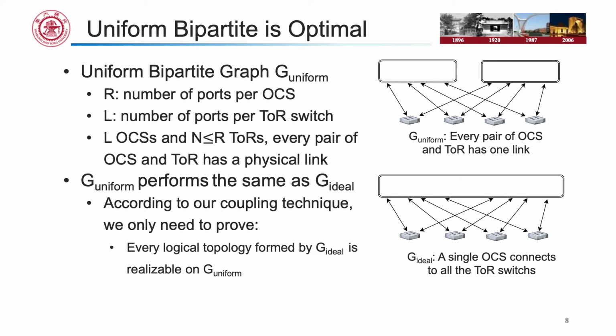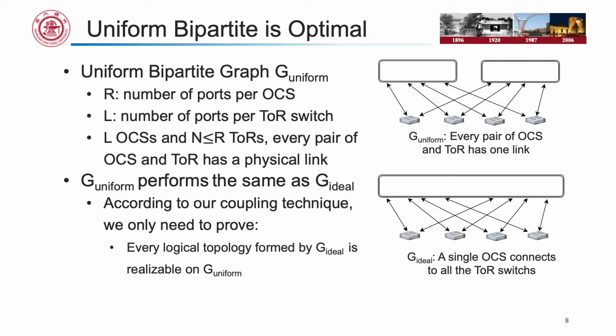The upper right figure is a uniform bipartite graph. Each TOR switch has L ports, and there are L OCSs in total. There is exactly one bidirectional link between every OCS and every TOR. Since each OCS has R ports, this network architecture supports at most R TOR switches.